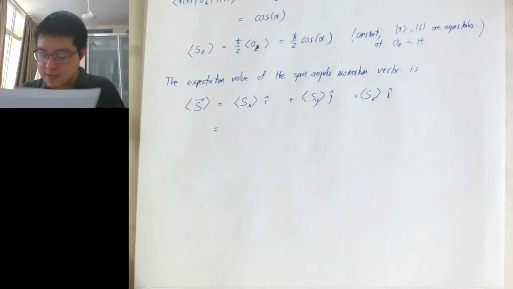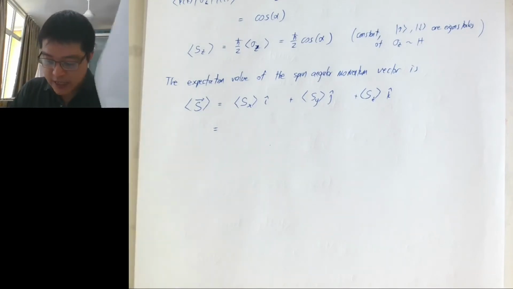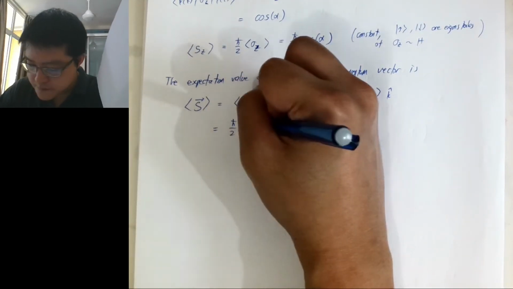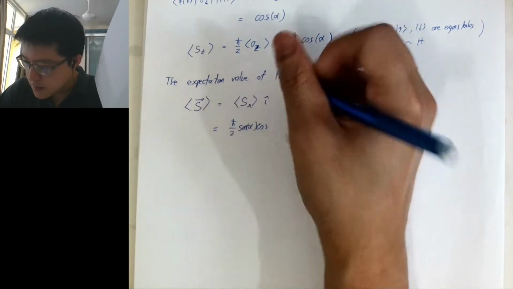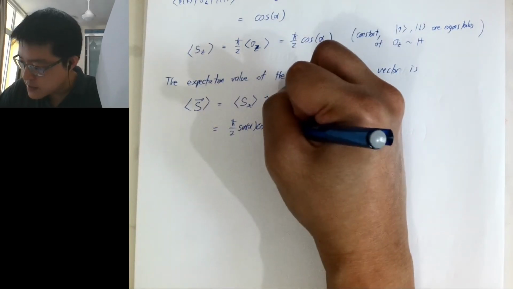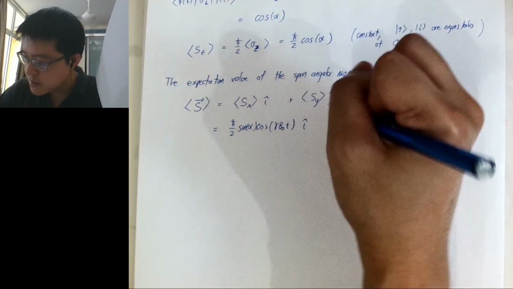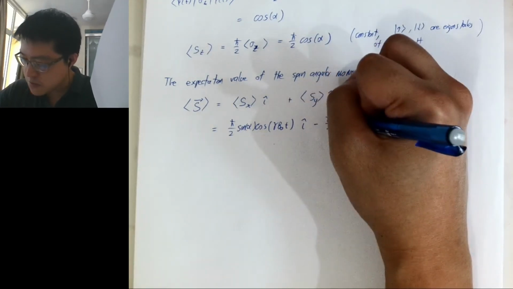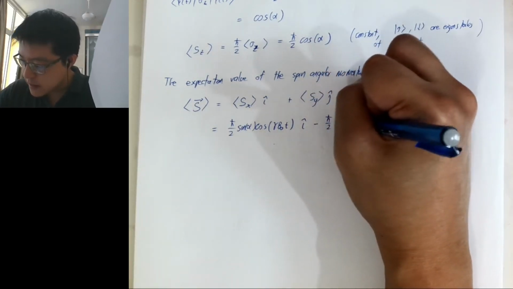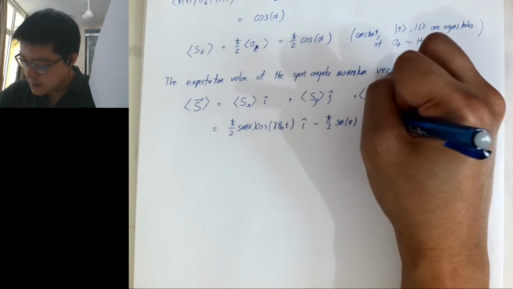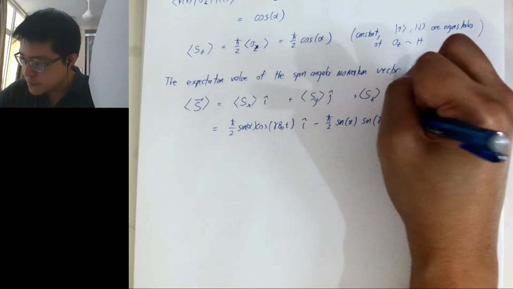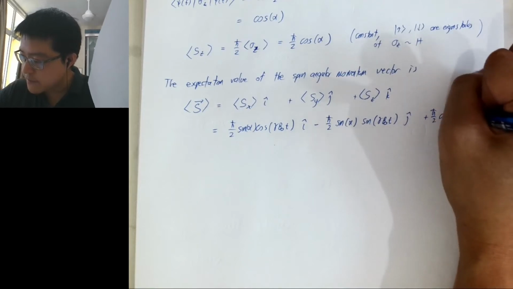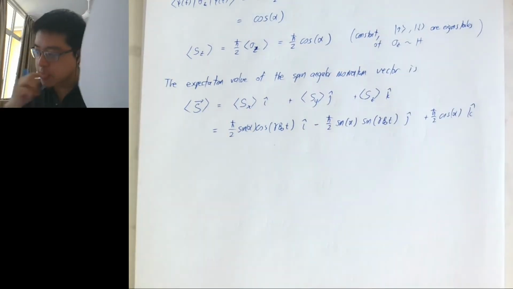What was Sx? We found it to be h bar over 2 sine alpha cos gamma B0 t, in the i direction. Then Sy is negative h bar over 2 sine alpha sine gamma B0 t in the j direction, and the last one is a constant, cosine alpha, in the k direction.